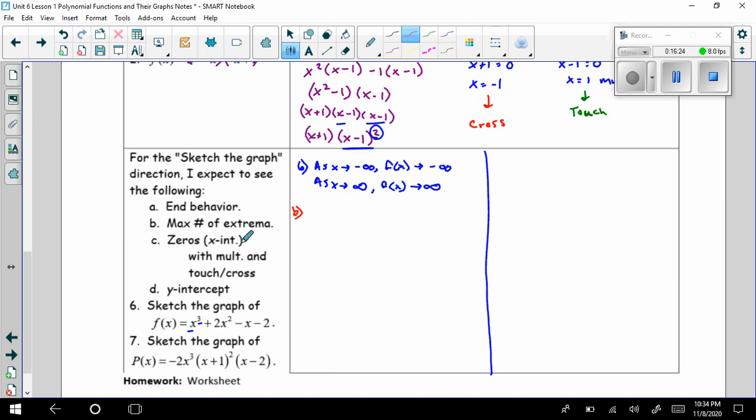For part B, it wants max extrema. So how many possible extrema can you have?